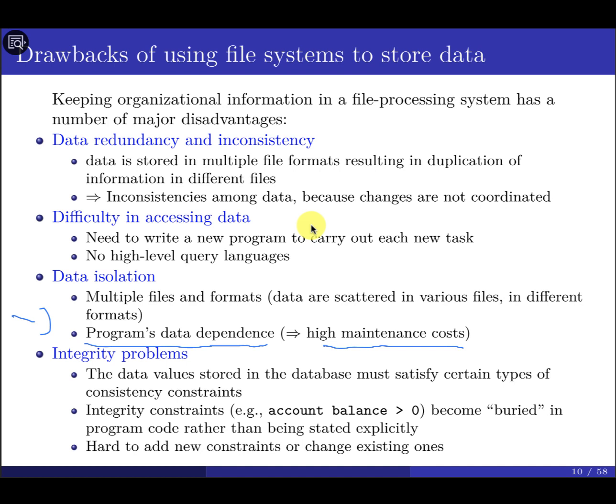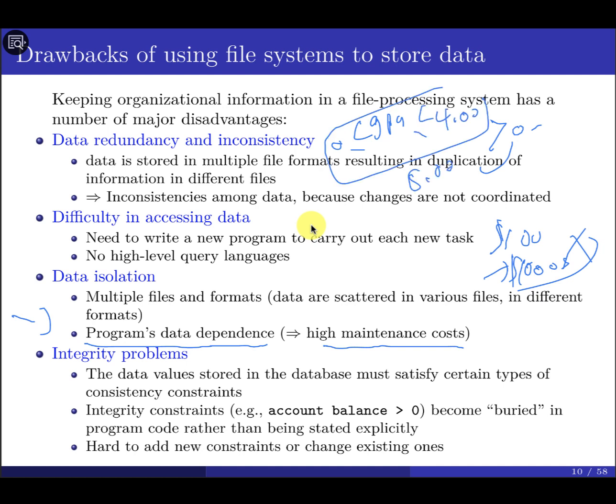For example, my balance is $100, and now I need to deduct $1,000. The system says, no, you cannot perform this operation. The balance must be greater than 0. Your balance is not allowed to go below zero or have a negative value. Your GPA, again, as I mentioned, must be greater than or equal to 0 and less than or equal to 4.0. So a GPA of 5.00 is not a valid entry. That's what you call integrity problems.